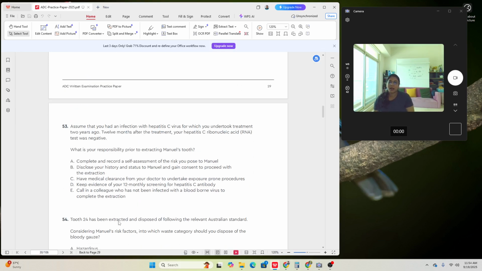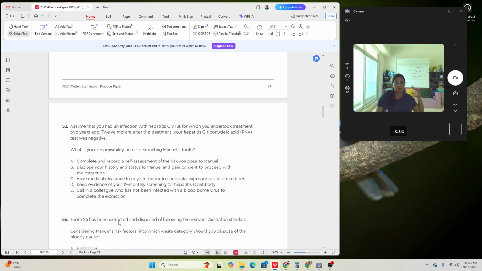Assume that you had an infection with hepatitis C virus for which you undertook treatment 2 years ago. 12 months after the treatment, your hepatitis C RNA test was negative. Great. What is your responsibility prior to extracting Manual's tooth? So 2 years before you had hepatitis C. Last year, the RNA test was negative.